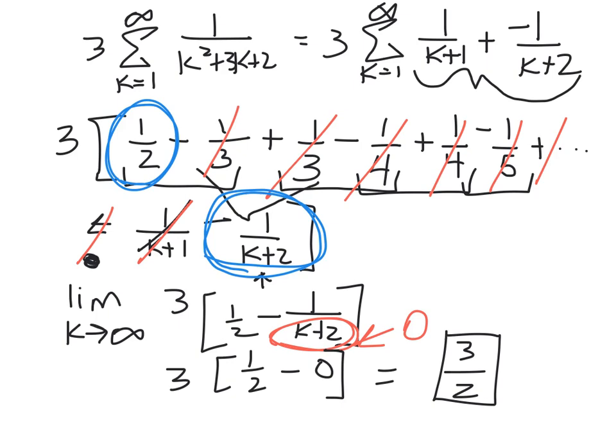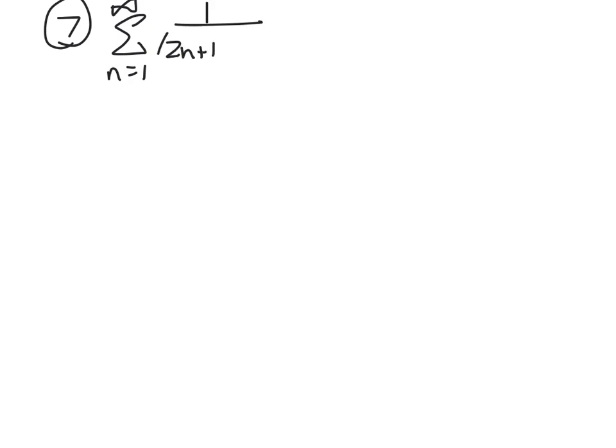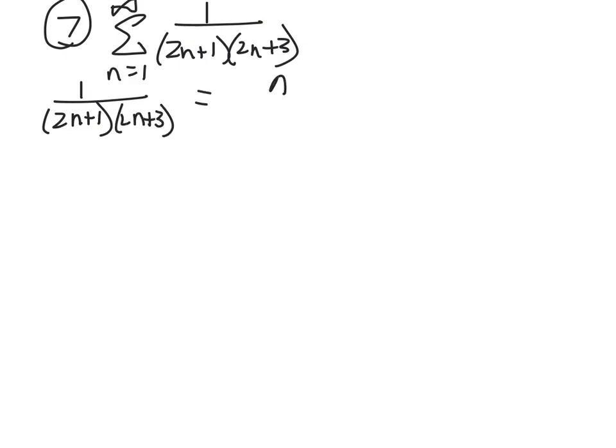All right, so let's look at another one of these. Number 7. The sum from n equals 1 to infinity of 1 over 2n plus 1 times 2n plus 3. So the first thing I want to do is separate it into partial fractions. So 1 over 2n plus 1 times 2n plus 3 is a over 2n plus 1 plus b over 2n plus 3. So multiply by the denominator on both sides.